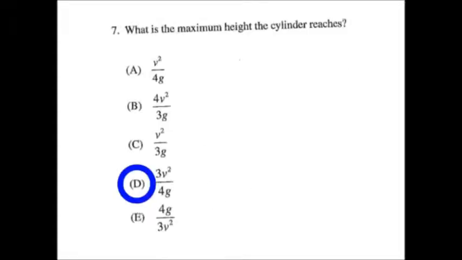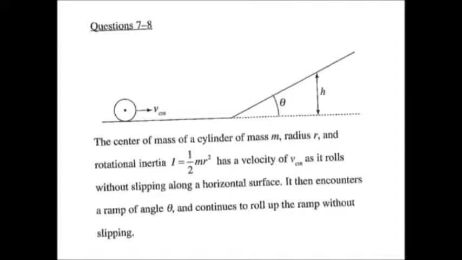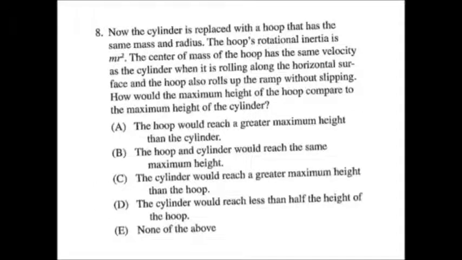On to number 8. It's the same sort of thing, but number 8's more wordy. Now, the cylinder is replaced with a hoop. Cylinder is now a hoop. It has the same mass, same radius. The mass cancels out, but same radius. The hoop's rotational inertia is mr squared. Well, we don't really care about radius either. Anyway, the hoop's rotational inertia, mr squared.